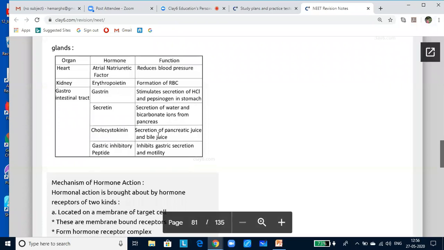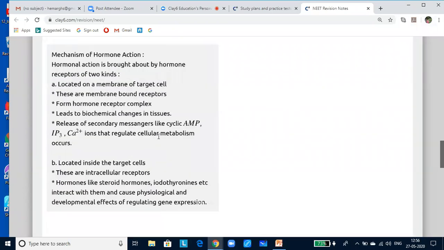Now let us look at the mechanism of hormone action. You know that it is brought about by hormone receptors of 2 kinds. One is located on the membrane of the target cells. These are membrane-bound receptors. As I said earlier, I explained it to you. The hormones will bind to the receptor, forming a hormone-receptor complex that leads to biochemical changes in the tissues. In the process, they do not enter the target cell, but they release secondary messengers like cyclic AMP, which regulates the cellular metabolism.